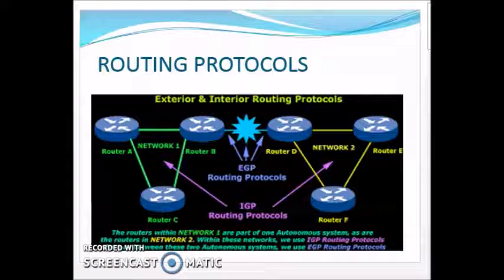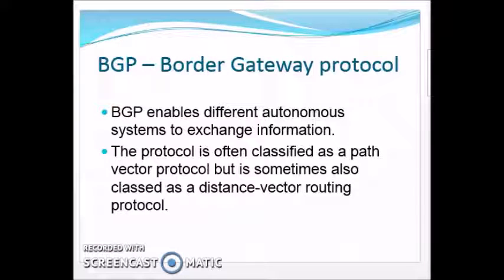A routing protocol specifies how routers communicate with each other to exchange information that enables them to select routes between any two nodes on a computer network. Routing protocols are either of type interior routing protocol or exterior gateway protocol. We are conducting a simulation to better understand the BGP or the Border Gateway Protocol, which is an exterior protocol. BGP enables different autonomous systems to exchange information.